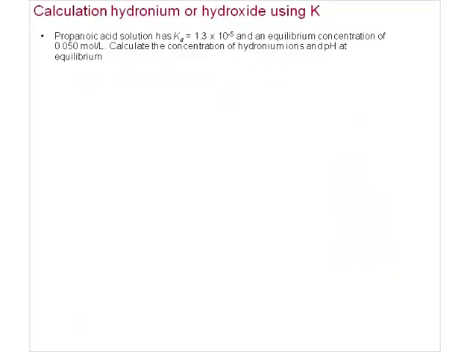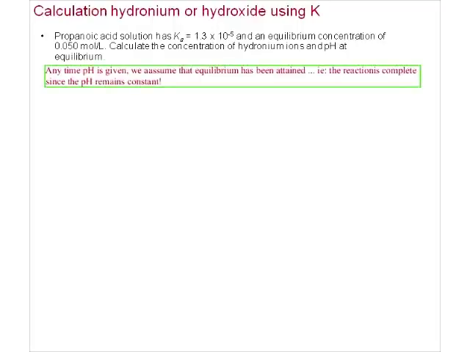Okay, here's another one, calculation of hydronium or hydroxide using K this time. So this time I'm going to give you a K value, and I want you to find the concentration of the hydronium or hydroxide ion. So in this case, I'm giving you some propanoic acid. It has a Ka of 1.3 times 10 to the minus 5. It has an equilibrium concentration of 0.050. We want to calculate the hydronium ions and the pH at equilibrium. So this is a bit of a tough question.